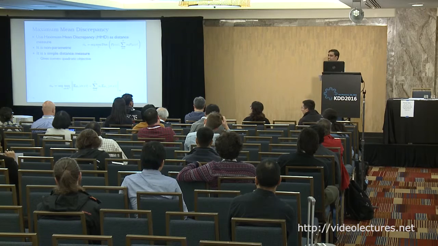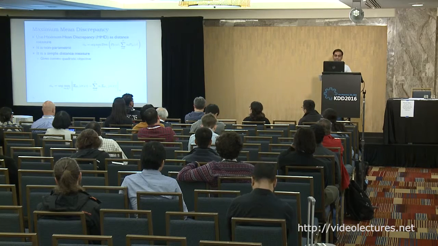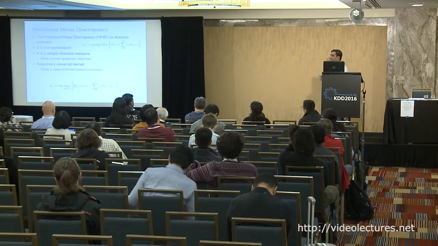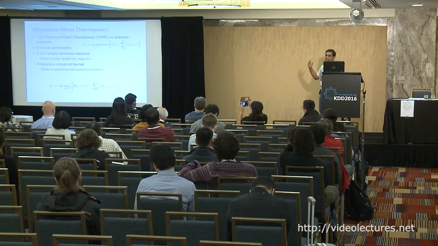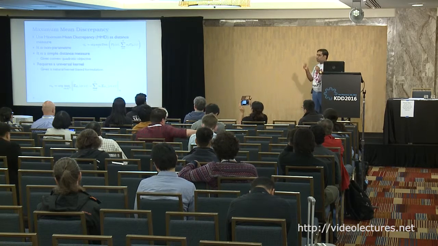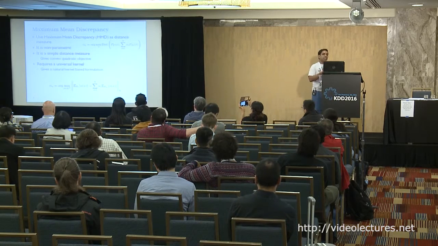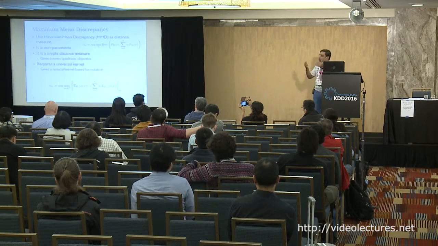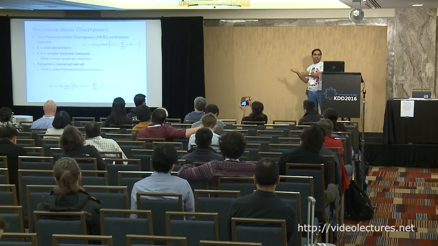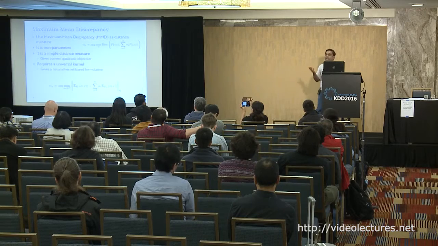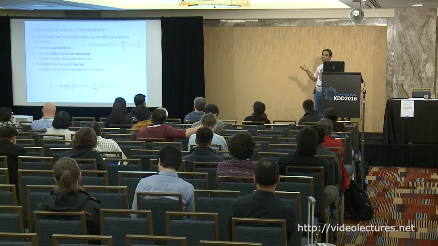Secondly, it is a simple distance measure which gives me a convex quadratic objective, which is very important because it's a very simple objective formulation. Thirdly, MMD by design requires a universal kernel, which means just by using this distance measure, I am also inheriting the kernel method in my objective formulation, which is cool. Like, I'm getting the rich feature space practically for free.